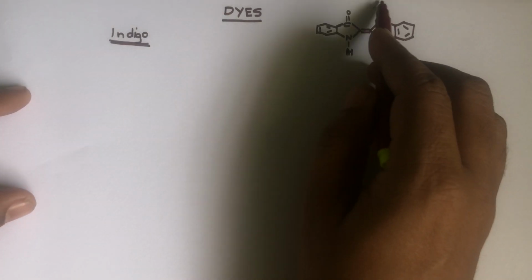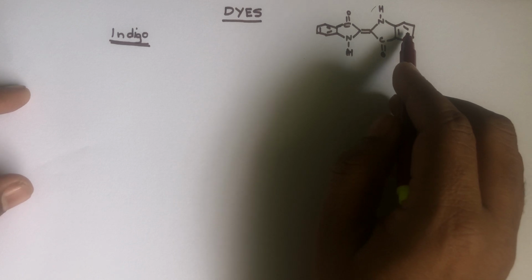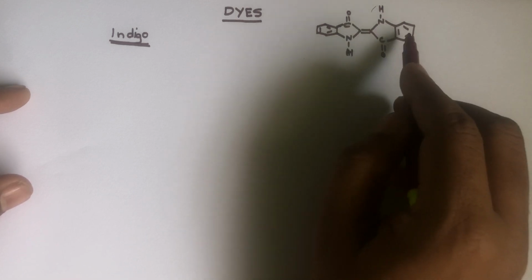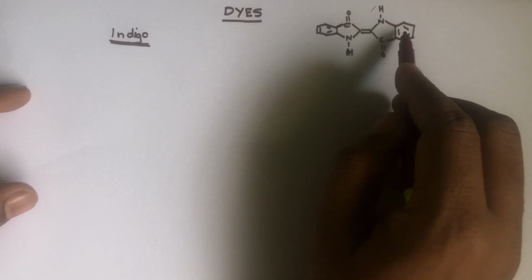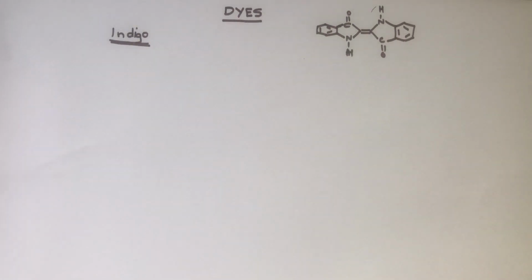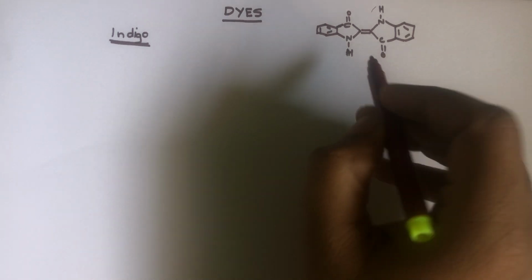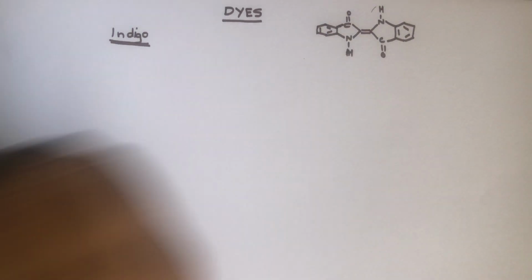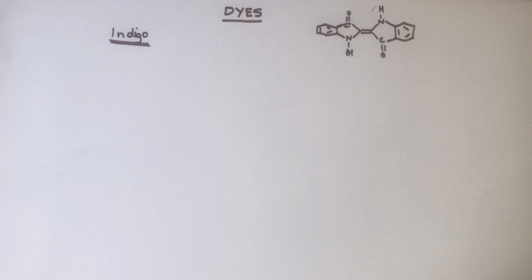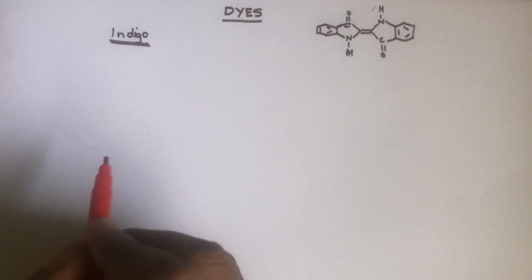If you have to prepare this part, that means it has a benzene, C double bond O, NH. For this you can go for anthranilic acid, that is ortho amino benzoic acid. If you go for orthoaminobenzoic acid, you can prepare this compound and then you can just condense it. So how to prepare it? Let us see now.